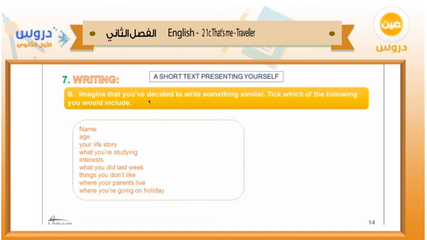Now, writing. Imagine that you have decided to write something similar. Tick which one of the following information you would include. Name, age, your life story, what you are studying, interests, what you did last week, things you don't like, where your parents live, where you are going on holiday. Of course, your name, age, what you are studying, interests, things you don't like.